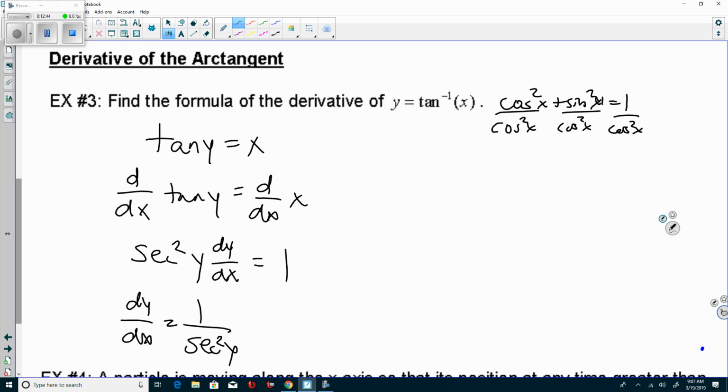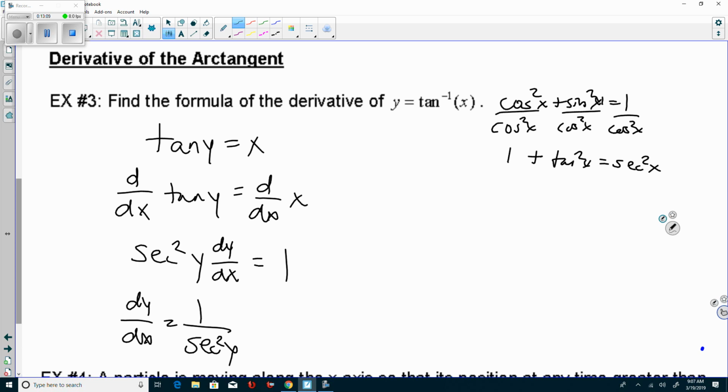Cosine squared x over cosine squared x is 1, plus sine squared x over cosine squared x is tan squared x, and 1 over cosine squared x is secant squared. I'm sorry, we should use y's, right? But it doesn't matter. Okay, I'll change it. It doesn't matter what variable, x, y, z, r, t, who cares? Okay.